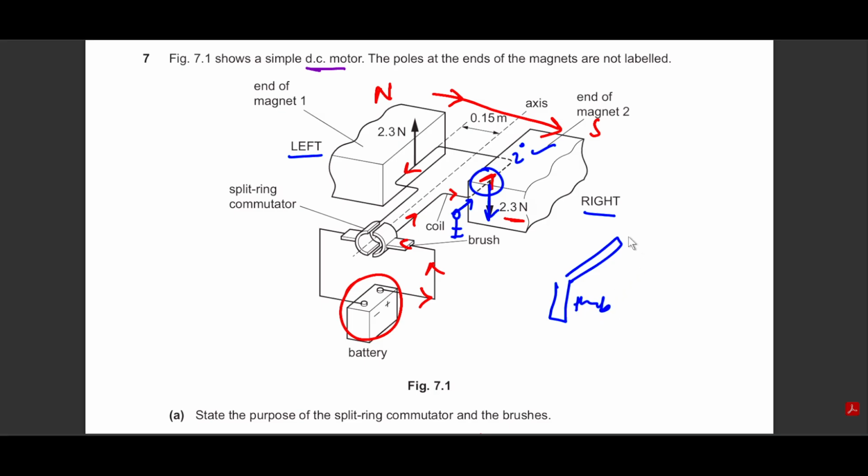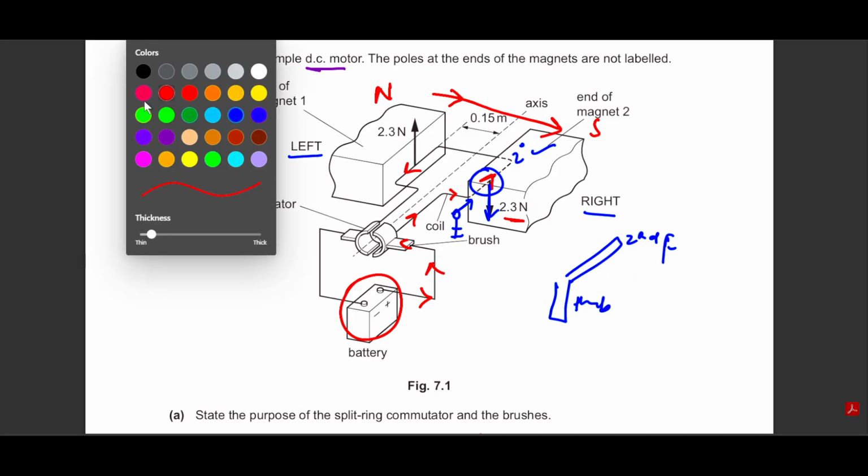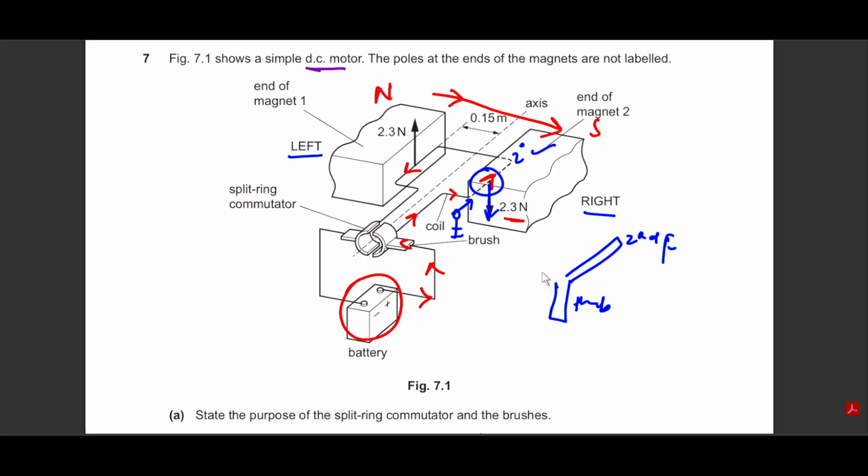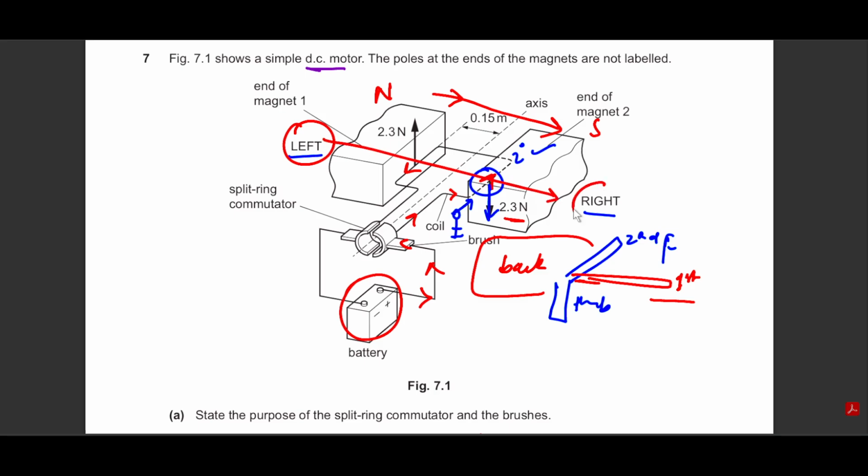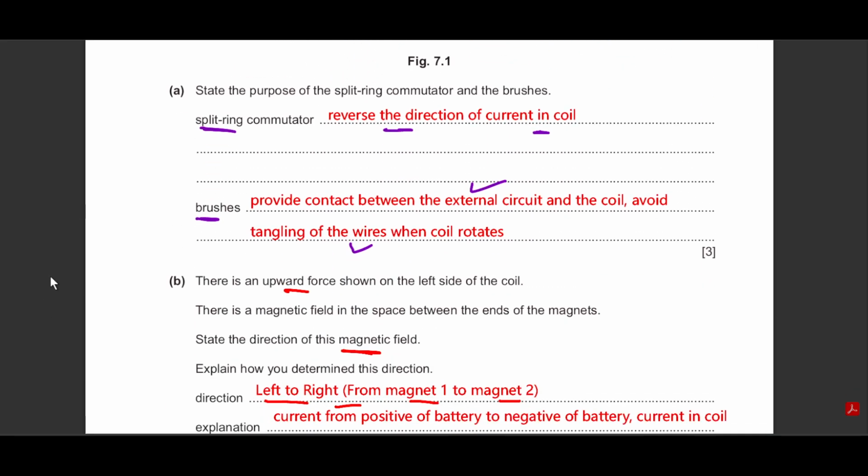This is your thumb. This is your second finger. And now, your first finger represents the direction of the magnetic field. Remember, using the left hand, your first finger should be pointing this way, and the rest of your hand will be at the back of your hand. It's not the palm, it's the back of your hand. That's an indication that you've opened the hand correctly. Now, this finger represents the direction of the magnetic field, which is from left to right, or you could refer to magnet 1 to magnet 2. That's what I've written down here.